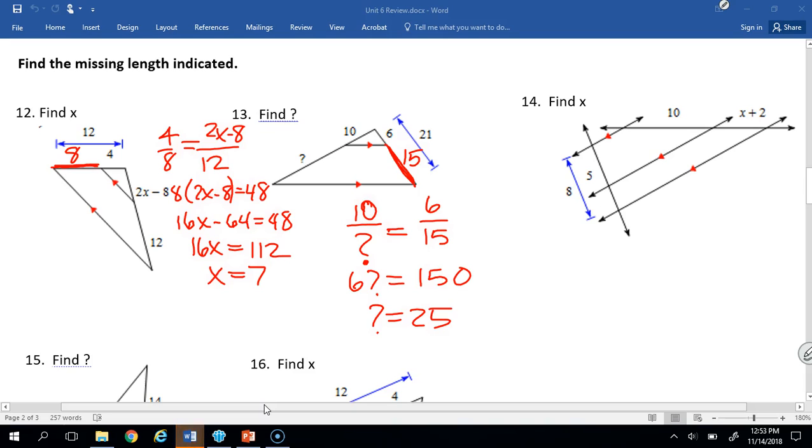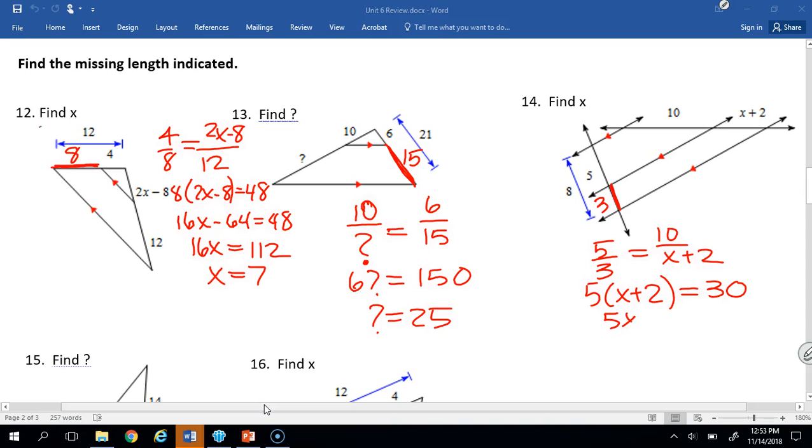Number 14, this time we have 3 parallel lines. And again, I'm going to solve for this missing part right here. And to get that, I'm going to subtract 5 from 8, and that gives me 3 here. Now that enables me to set this up exactly the way it looks on the board. 5 over 3 is equal to 10 over x plus 2. I'm going to cross multiply 5 times x plus 2. Set that equal to 3 times 10, which is 30.